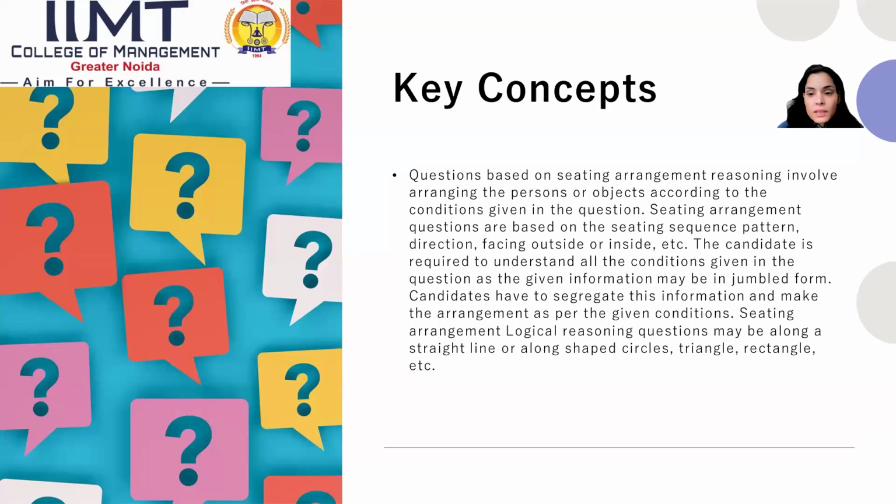Key concept. Sitting arrangement questions are based on the sitting sequence pattern. Sitting sequence pattern is if they are sitting in a line or in a row, then what is the pattern? Direction. Direction may be north, south, east, or west.